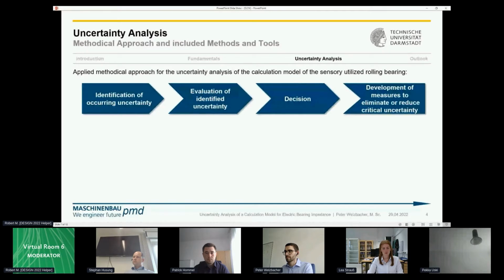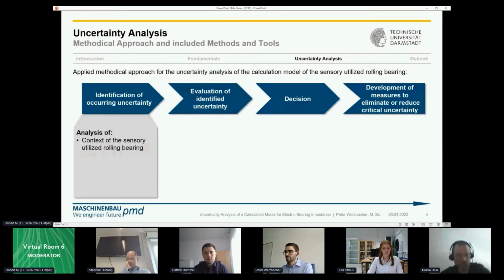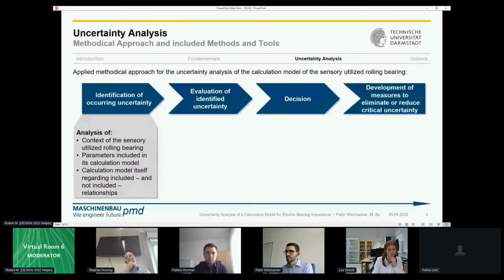is based on the approach developed by Vorwerk-Hanning et al. and consists of 4 consecutive steps. In the first step, the uncertainty occurring in the calculation model is identified. Therefore, the context of the sensory utilized rolling bearing is analyzed in the first place in order to identify disturbance factors that may influence variables and parameters included in the model. Subsequently, the input parameters of the calculation model are analyzed regarding a temporal variability, dependencies on the pre-identified disturbance factors, and associated measuring uncertainty. Finally, the calculation model is checked for inadmissible simplifications and assumptions.